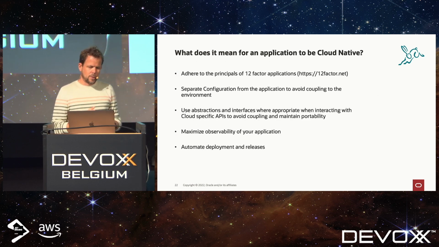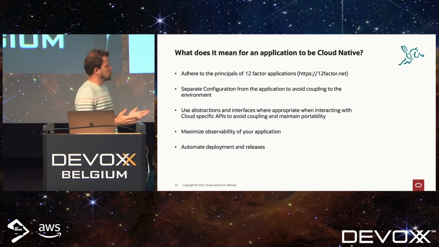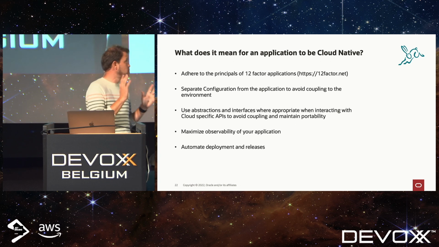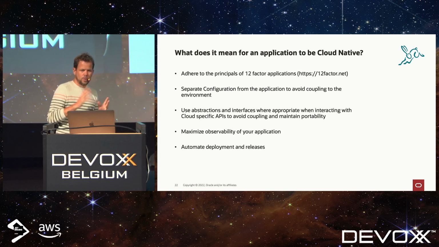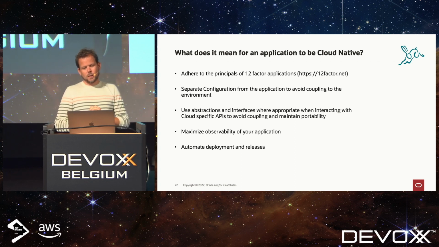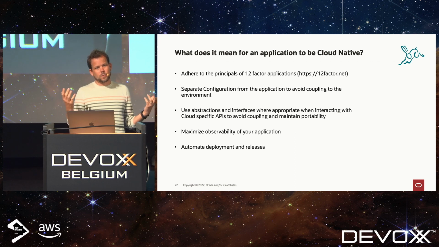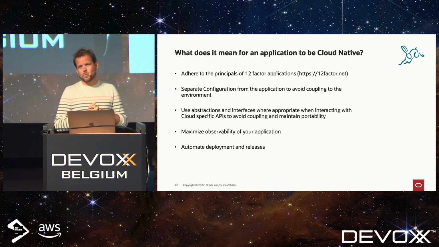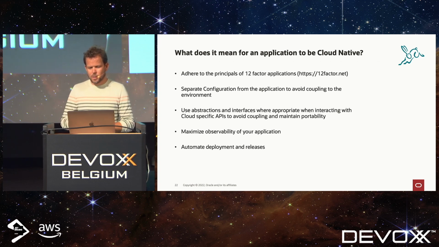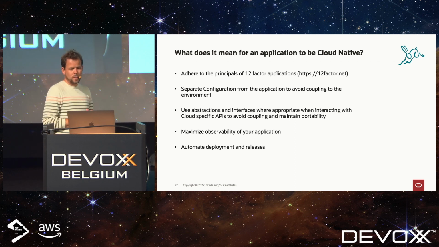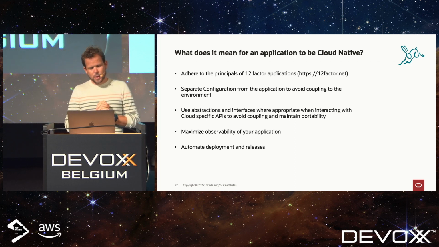So now let's move on to cloud native applications. What does it mean for an application to be cloud native? Well, a lot of folks talked about adhering to the principles of 12-factor applications. You can go over there and check that out. But basically, what you want to do is separate configuration from your application and avoid coupling to your environment, right? Generally, it's in the cloud vendor's interests for you to place logic in your application that couples you to a particular cloud. You generally don't want to do that.